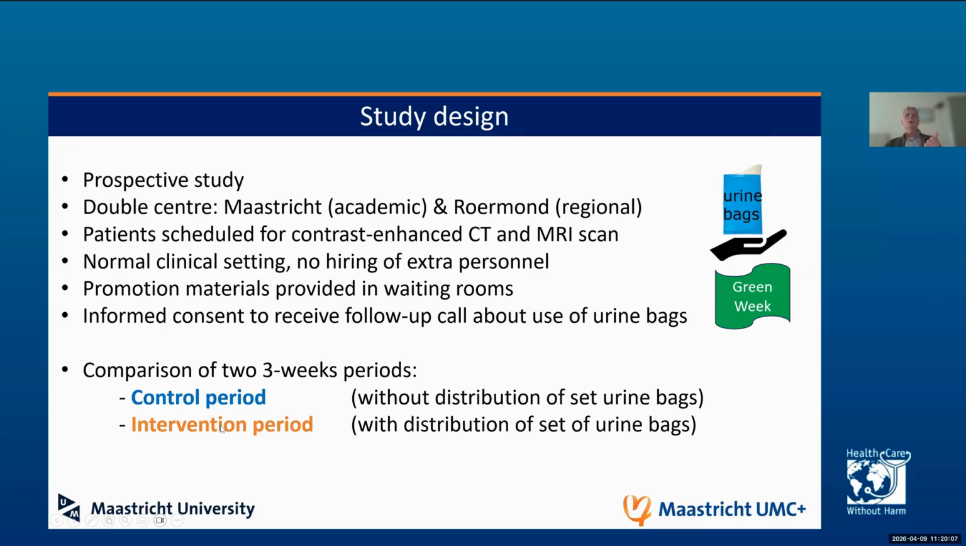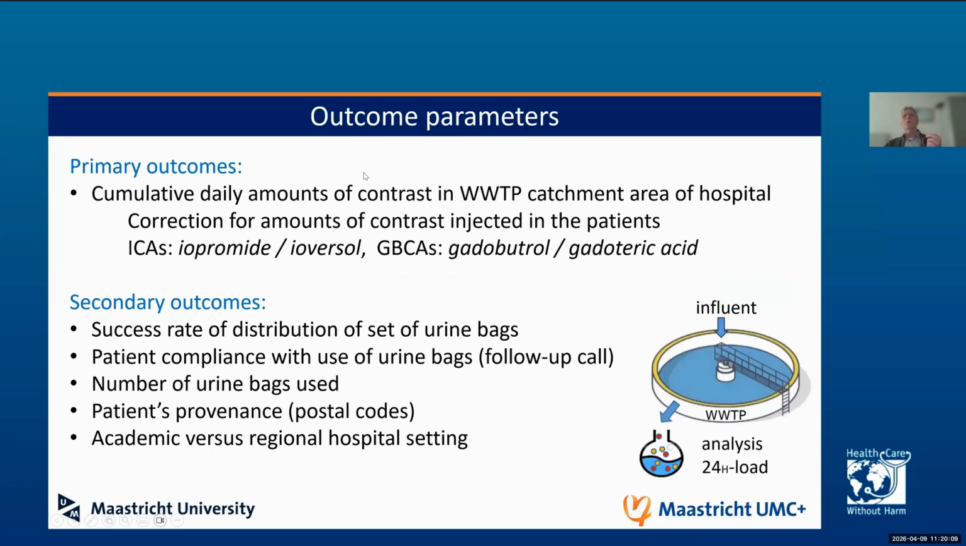Let me show you what our outcomes were. Of course, the primary one: how much gets really into the wastewater treatment plant? What do we see? And because hospitals use different agents, we also had to measure the different agents to get a good pattern. And we had some secondary outcomes. We looked at the success rate of the distribution, the patient compliance, the number of bags, etc.